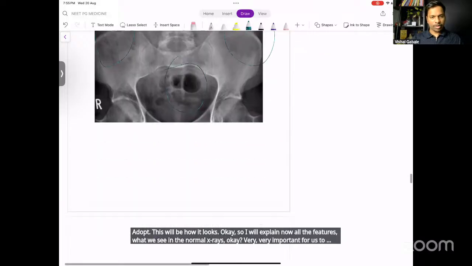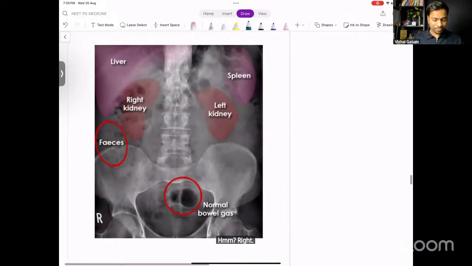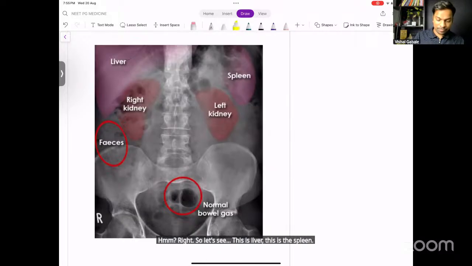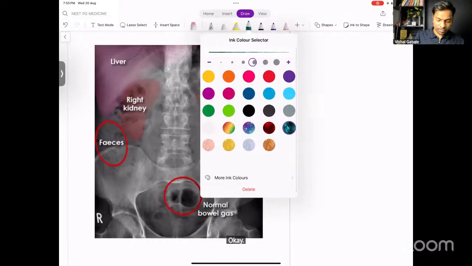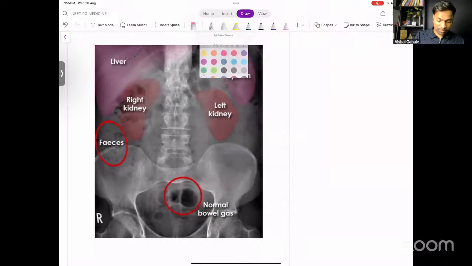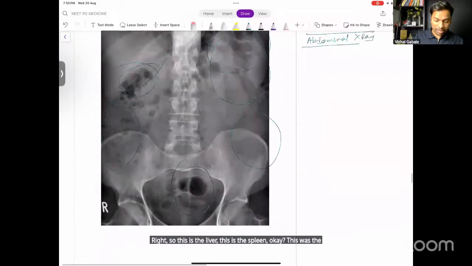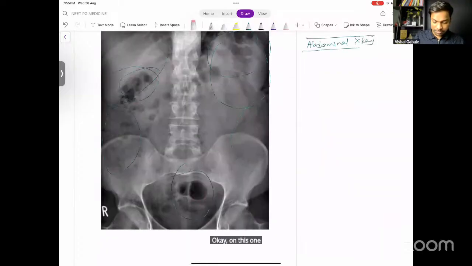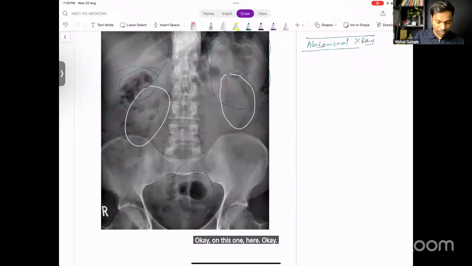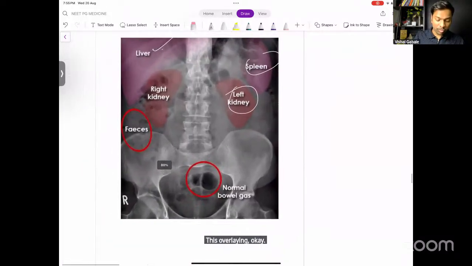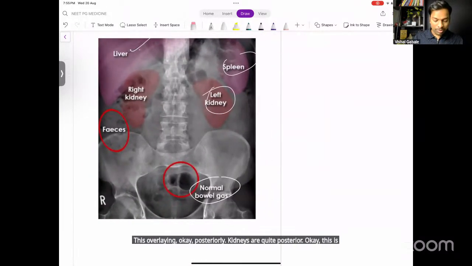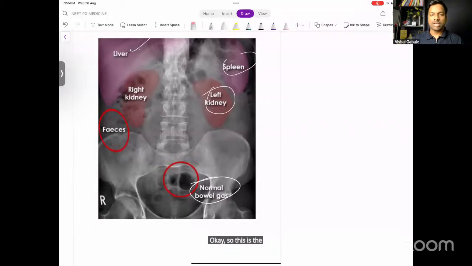Right. So see, this is the liver. This is the spleen. This is the left kidney, right kidney. Posteriorly, kidneys are quite posterior. Okay, this is the normal bowel gas. So this is the normal abdominal X-ray.